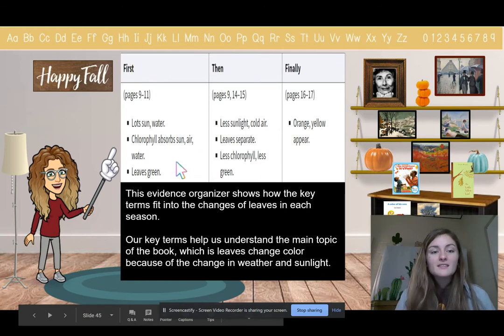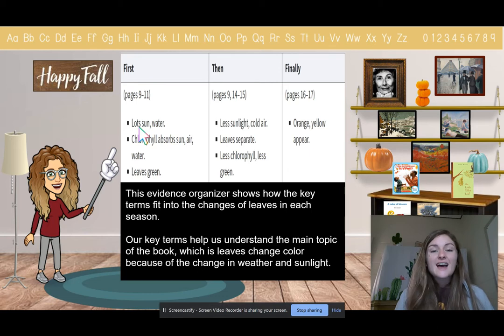So, remember at the beginning of the book, first, we learned that leaves during spring and summer get lots of sun and water. And when it gets that sun and water, leaves make chlorophyll. And the leaves are very green from that chlorophyll because the chlorophyll absorbs the sun, air, and water and brings out those bright green colors.